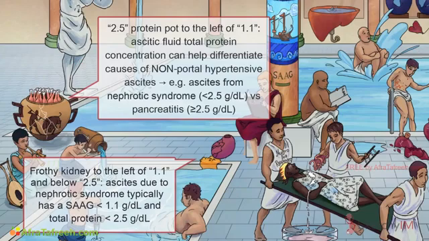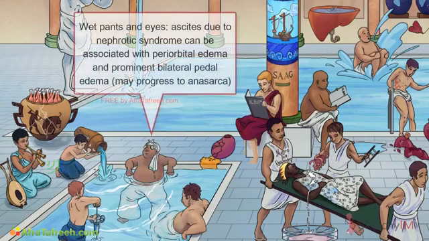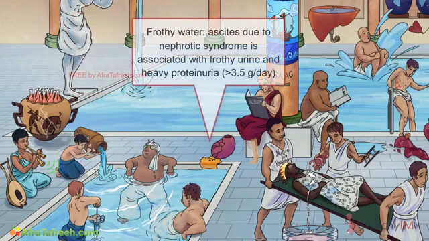The protein concentration in the ascitic fluid will be low, less than 2.5 grams per deciliter, in other words. So again, we've brought in that protein vase and positioned the leaky kidney below. Patients with nephrotic syndrome typically present with periorbital edema and prominent bilateral pedal edema, which may progress to anasarca. Patients may also have frothy urine due to high levels of proteinuria. Patients with nephrotic syndrome have a protein level in their 24-hour urine collection greater than 3.5 grams, and patients usually undergo a renal biopsy to determine the specific cause.